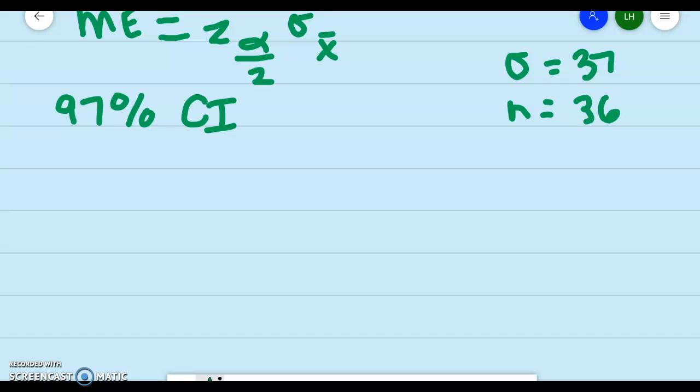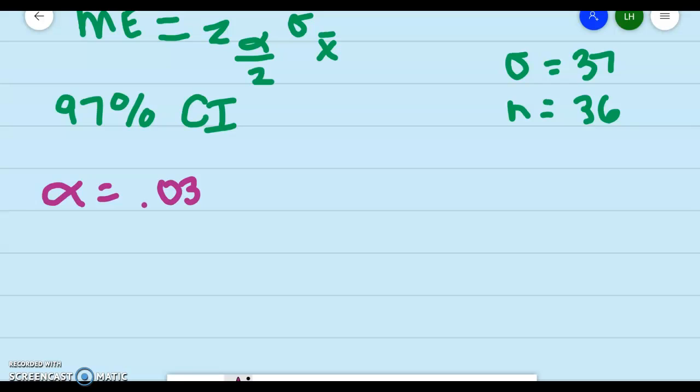Okay, so we have to know two things to get this problem worked. First we need to find the z-score associated with a 97% confidence interval. And so what we need to do is figure out what alpha is here. Alpha is equal to 1 minus 0.97, so alpha is 0.03.